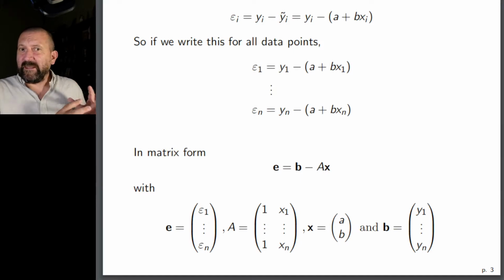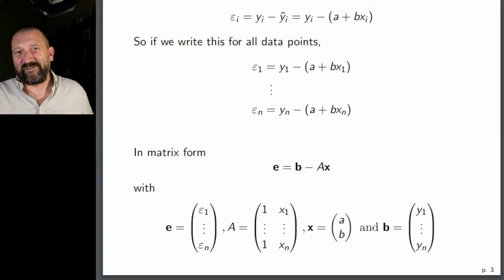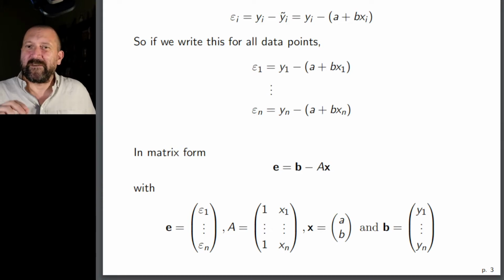I'm going to write that E, which is our error vector, the vector of epsilons, is B minus AX. B here is the vector of y's, and A is the matrix that has the coefficients in front of a in the first column, and the coefficients in front of b in the second column. And you see what I was saying earlier. If instead of writing y equals a plus bx, you wrote ax plus b, what would happen is that the x's would be in the first column and the ones would be in the second column. But that's the only difference, okay? And finally, x is, of course, our unknowns, and in this case, it's a and b. So let me reformulate the least squares problem once I've done this.